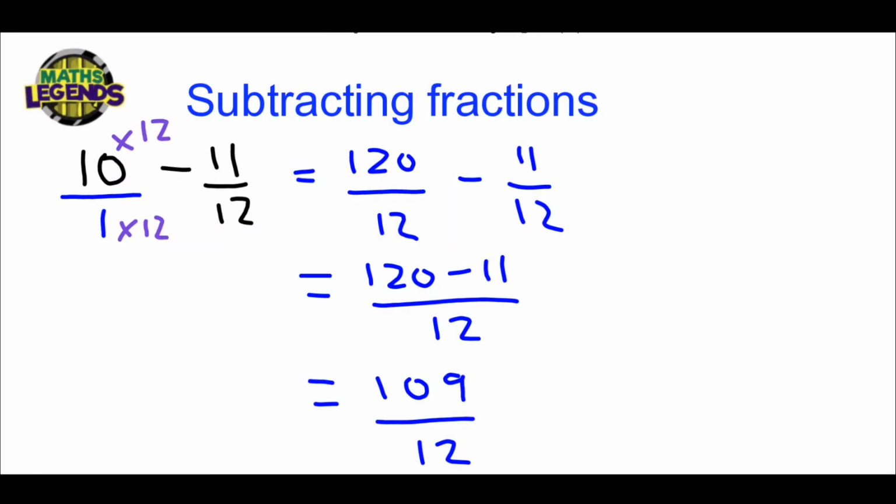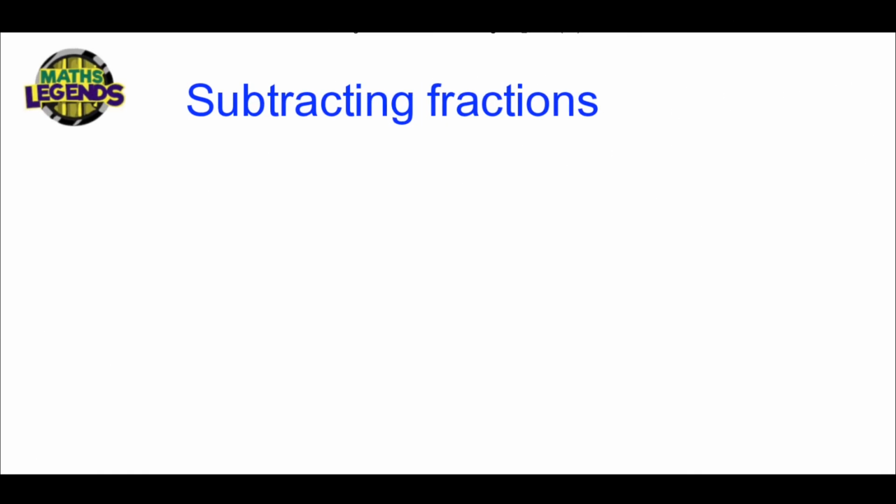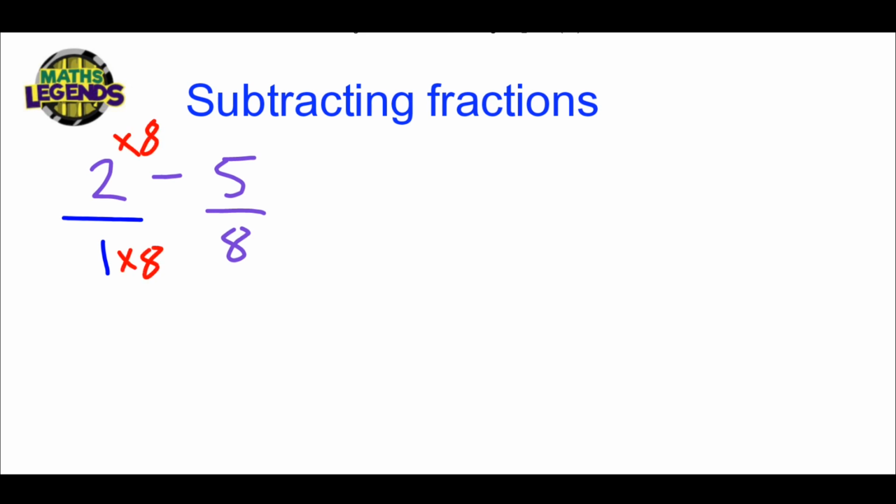Let's look at another example. Let's say we have the question 2 minus 5/8. Now again, we need to make the 2 look like a fraction, so we put it over 1. And then we need to make the denominator equal to 8, as the first method we're talking about is the common denominator method. So we do times 8, and if we do it to the bottom, we must do it to the top, and then we simplify.